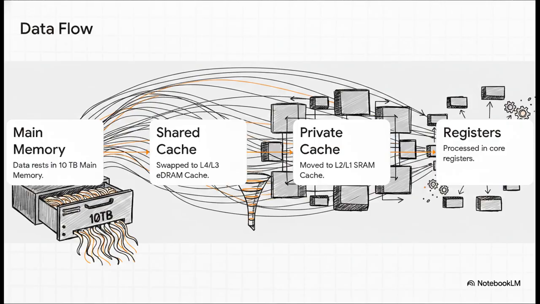Imagine this. Data rests in a massive 10 terabyte pool of main memory at the bottom. But then, through shared level 4 and level 3 caches, and then filtering into private level 2 and level 1 core caches, it gets relentlessly filtered. It keeps moving up until only the exact bits needed this very millisecond hit the processor. It's a beautifully orchestrated funnel, perfectly sorting data based purely on immediate need.